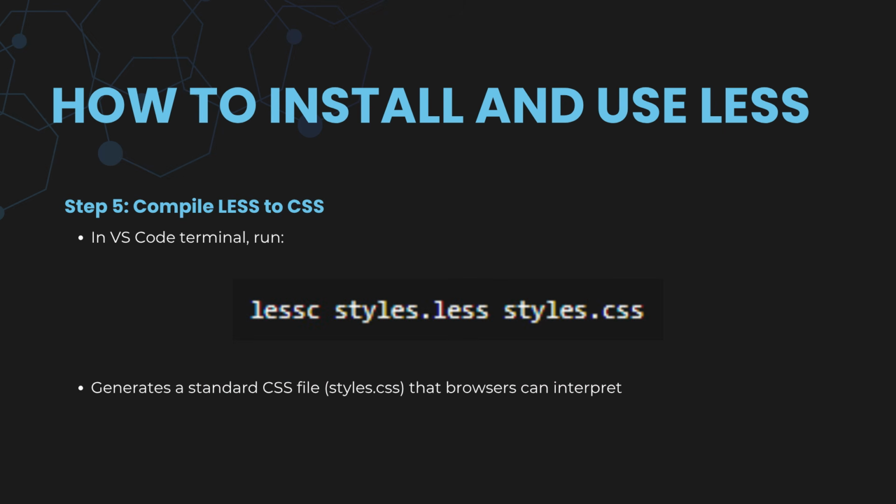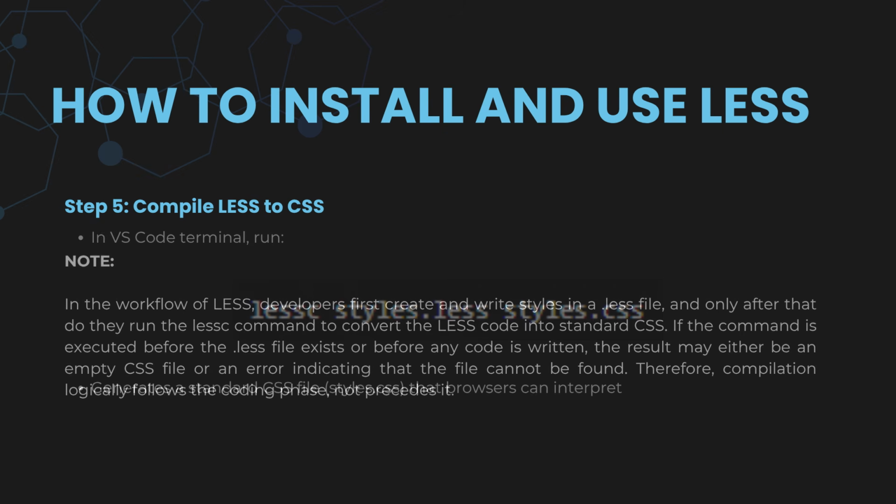Using the Less command line compiler is one of the simplest ways to convert Less into CSS, and this can be done directly inside the VS Code terminal. After creating a .less file, you can run the following command. This command processes the Less file and generates a standard CSS file named styles.css. The generated CSS file is what you will link to your HTML file, ensuring that the browser can properly interpret and apply the styles. This step is essential because browsers do not directly support Less syntax.